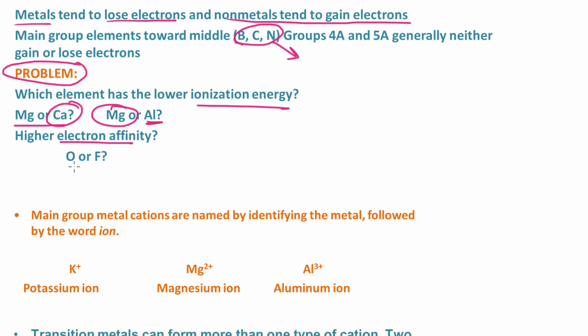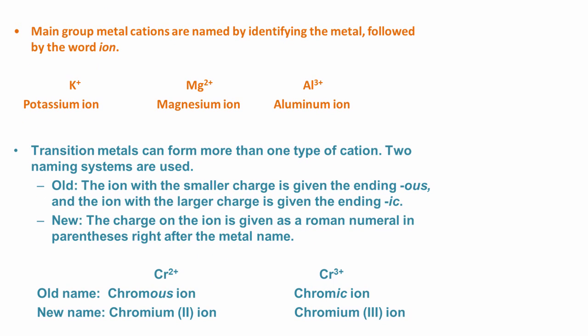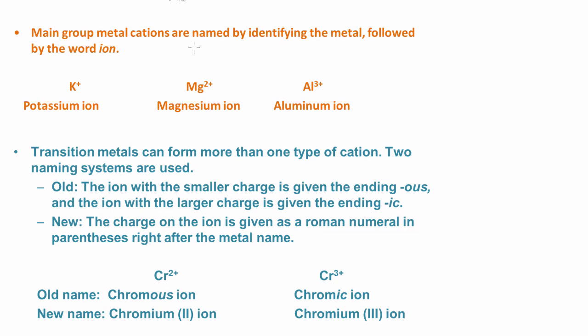What about electron affinity? Which has the higher electron affinity, oxygen or fluorine? Fluorine is further to the right of the periodic table than oxygen, so it would be fluorine. So let's see how we name main group metal cations. And actually it's pretty easy. For the main group metal cations, all we do is identify the metal and tack on the word ion.